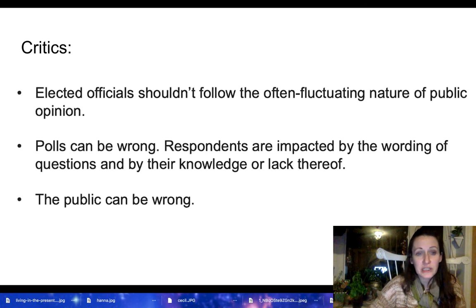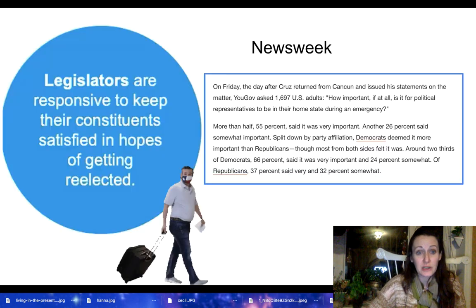All right, there's critics to these kind of polls and these kind of collection of data. They're not always accurate. Polls can be wrong. Respondents respond to the way things are worded or phrased or ordered, therefore it might not be accurate. And the public can just be wrong. They might just not know things.